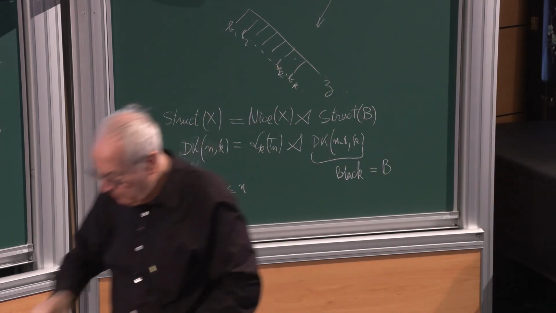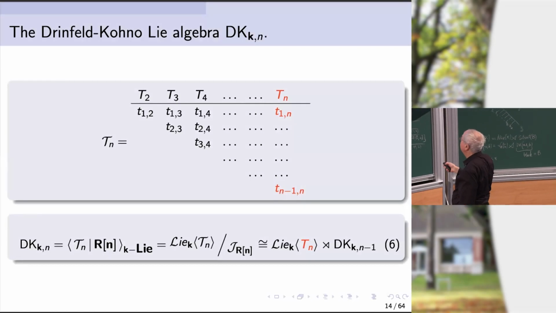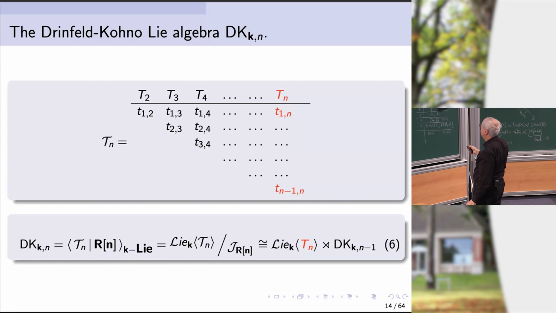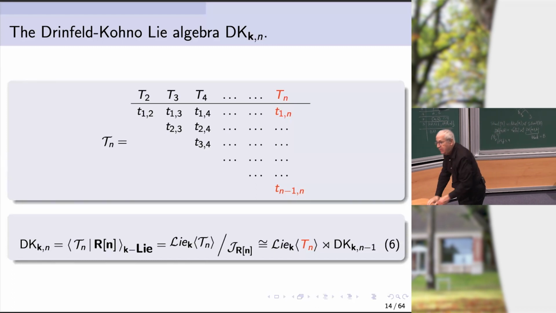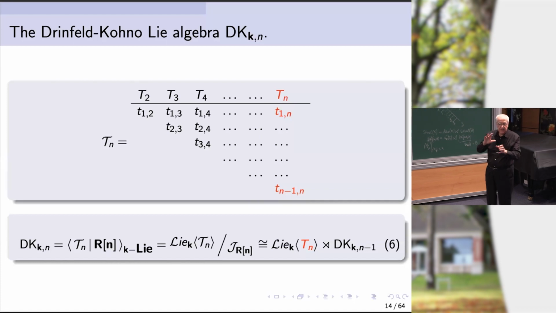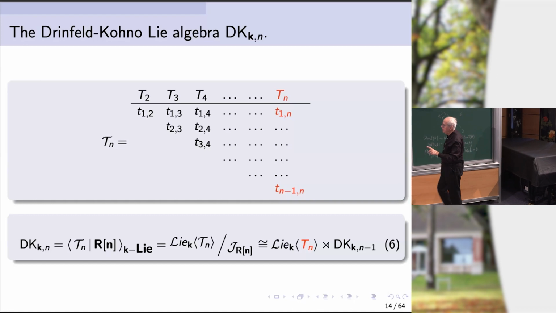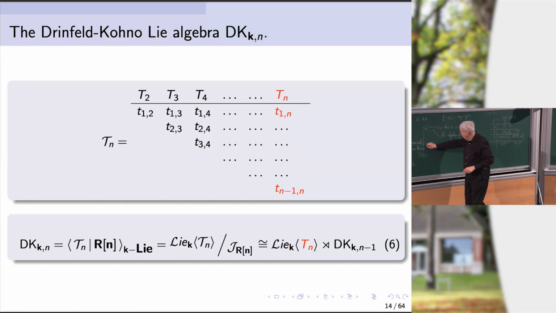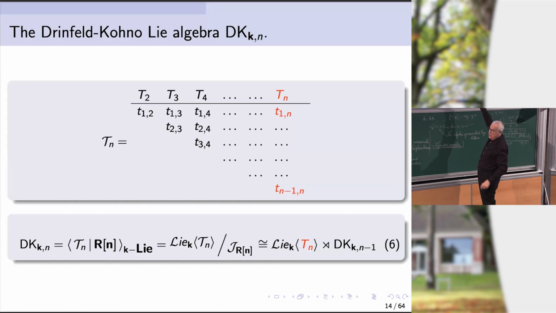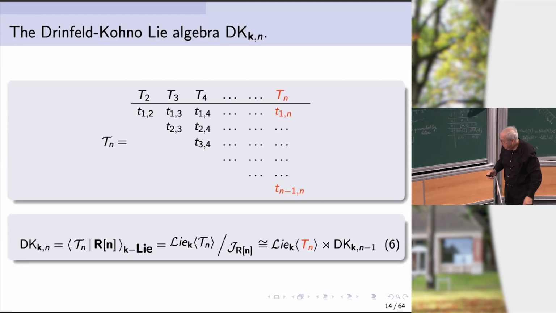Now, you have this decomposition, and of course, underlying, you have a direct sum, because the underlying module of a semi-direct product of Lie algebras is a direct sum. And this is very important if you want to compute in this Lie algebra, because you can have a Lyndon basis on each sector.